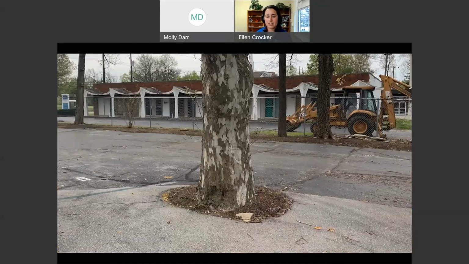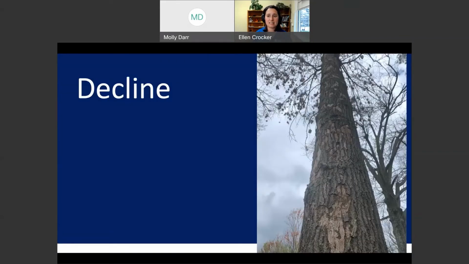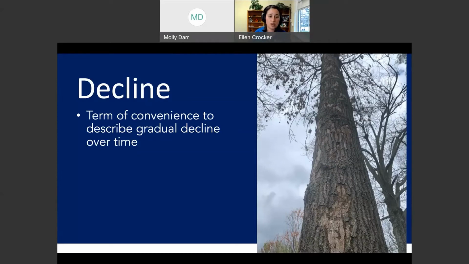And then I just wanted to briefly mention declines. I've mentioned declines, and I've used this term repeatedly through this presentation, but it's a slippery term, and it means different things in different contexts. Typically, it's used as a term of convenience in communicating to describe a general decline of a tree or a group of trees over time due to many different compounding factors. So there are lots of different types of declines and different definitions of declines.